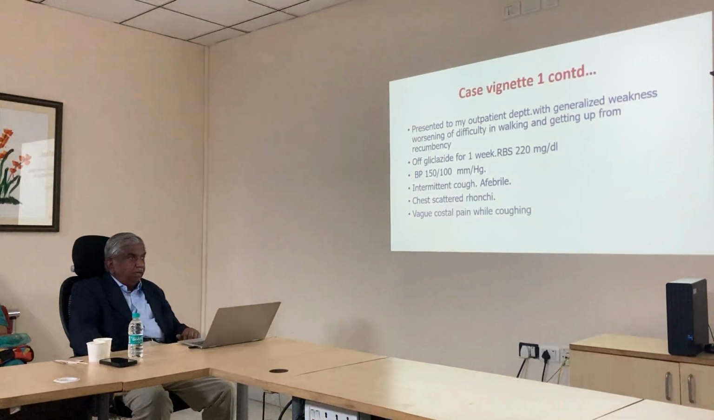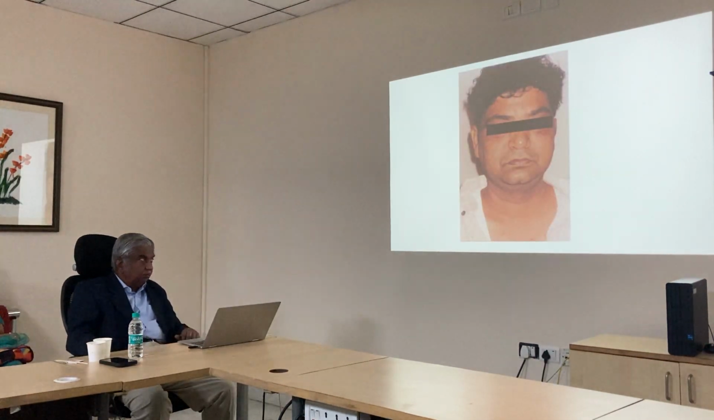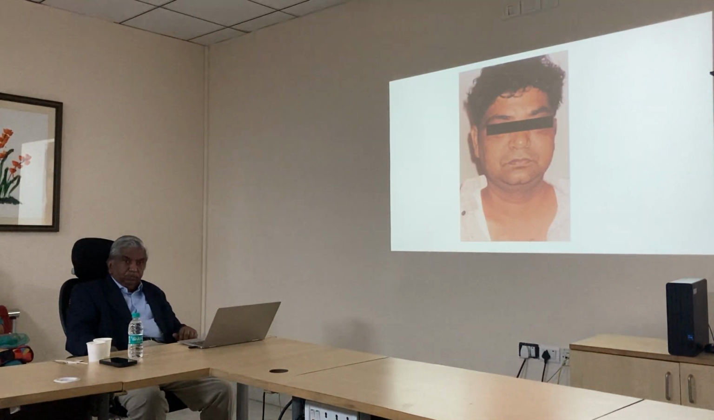Off glycoside, the blood sugar has gone up. BP is high. Intermittent cough but still afebrile. Chest scattered rhonchi. Vague costal pain while coughing. This was the clinical picture of the patient. Any thoughts?